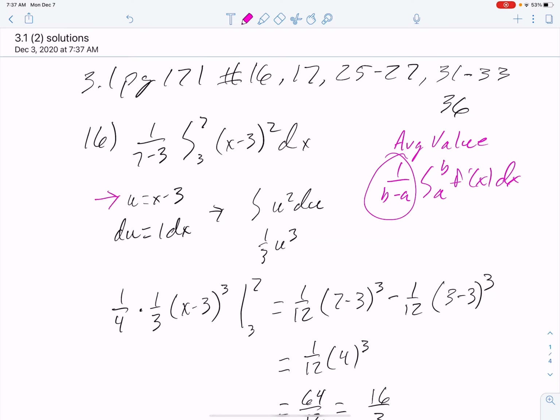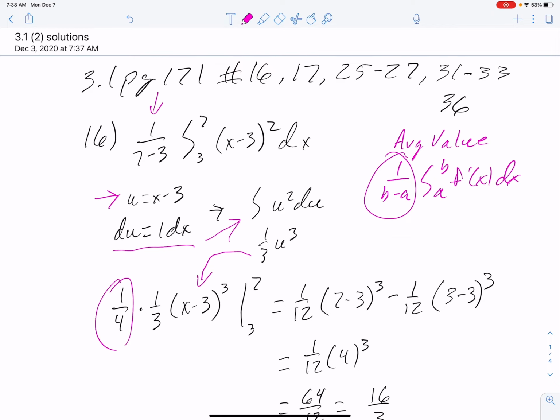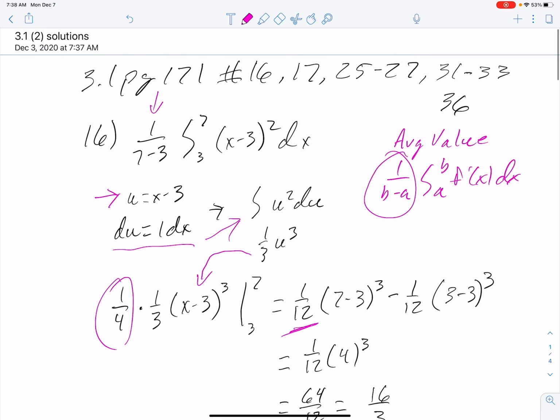I decided to use u substitution. You could multiply this one out and just use the anti-power rule, but you'll notice again I've got my 1 over b minus a. So I find my derivative of u, I rewrite my integral, find my antiderivative. Once I've got that antiderivative, I just go ahead and follow through on my fundamental theorem. Again, notice my 1 over b minus a. Multiply that by the 1/3 for my anti-power rule to get 1/12. And then it's just a matter, again, of f of b minus f of a.